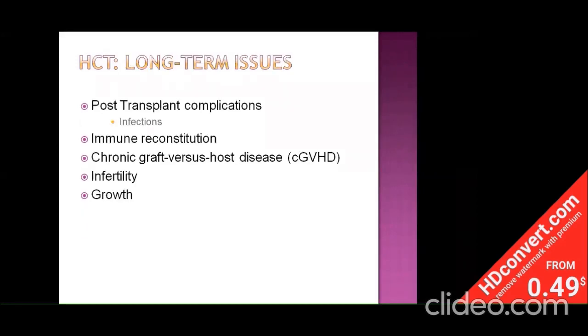Post-transplant and long-term issues: sometimes the patient may come back with some viral infections. Sometimes late rejection may happen, immune reconstitution may happen, and the patient may have chronic GVHD. Chronic GVHD is defined differently; sometimes they say after 6 months, like after 120 days, the patient may get chronic GVHD.